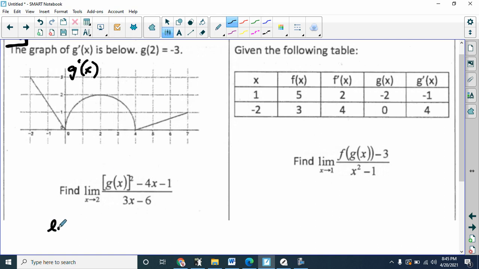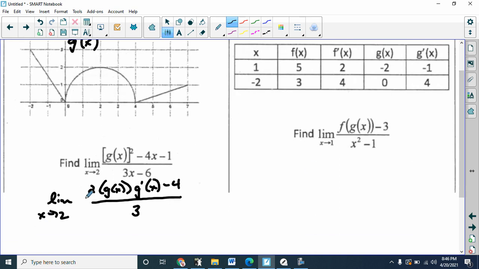So we need to use L'Hopital's rule. Take the derivative of the top, derivative of g of x squared. Derivative of something squared, we put the 2 out front, subtract 1 from the exponent, times the derivative of the inside. Derivative of minus 4x is minus 4, and the derivative of -1 is 0. Derivative of the bottom is 3.